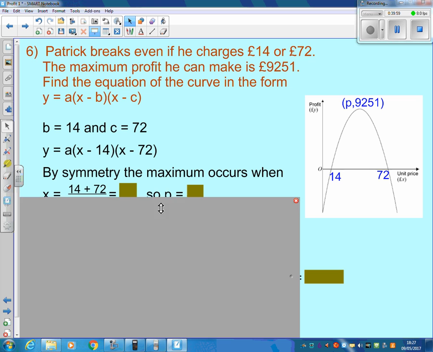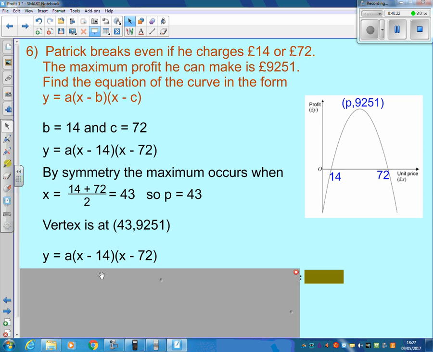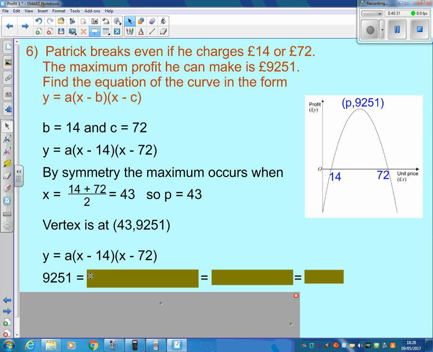By symmetry, the maximum occurs when x is halfway between the 14 and the 72. 14 plus 72 is 86, divided by 2 is 43. So p is 43. That's 43 there. That's told me the vertex is at 43, 9251. Okay, so I want it in this form, and I know that when x is 43, y is 9251. So let's slot them in.